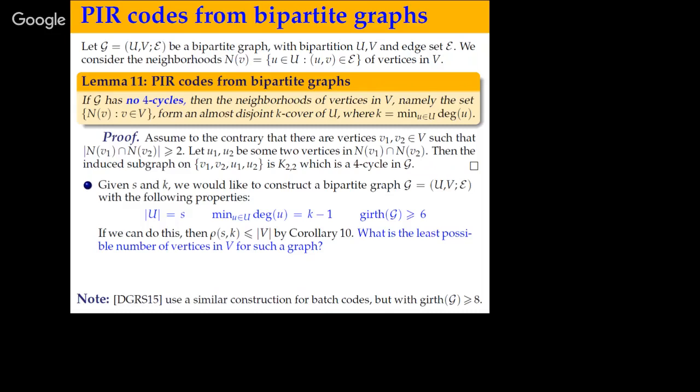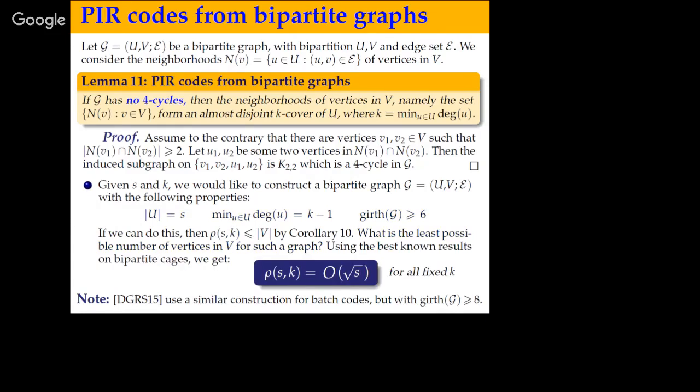And okay, that's it. So if you give me such a bipartite graph, the number of vertices on that side is S. The degree on that side is at least k minus 1. The girth is at least 6. Then the number of vertices on the other side: I want the smallest number of vertices on the V side subject to these conditions. So did people actually study this problem in graph theory? Yes, they did. These are called bipartite cages.